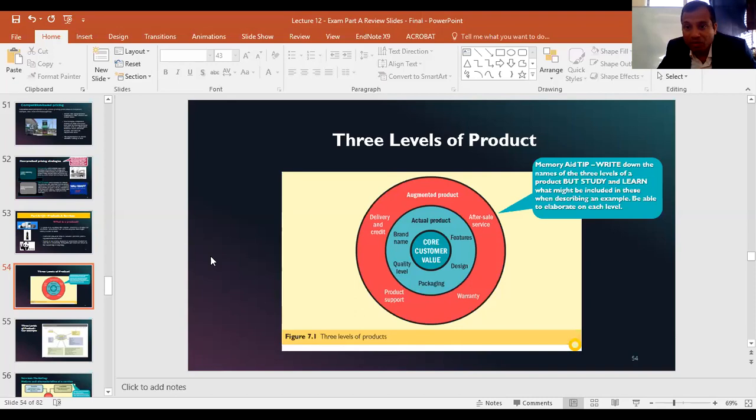So the memory aid tip is write down the names of the three levels of product, but study and learn what might be included in this when describing an example. With the example, be able to elaborate on each level. It depends if the question is coming, but probably this won't be from the case. But yes, there could be a question like, can you think about one industry with one example of product line, and can you describe the three levels of product and the different attributes? Then you can write your answer by providing what are the features, what are the different attributes across each level.